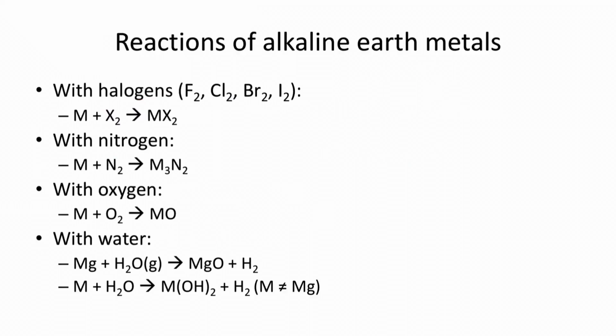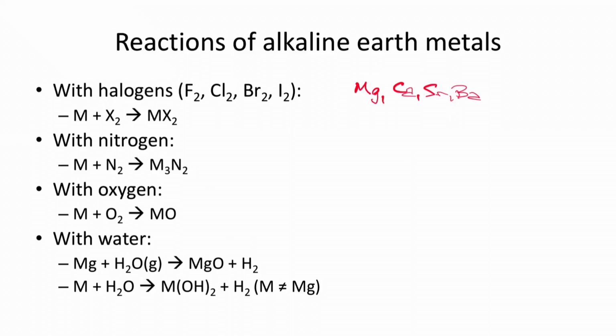Next thing that can happen is, let's look at the alkaline earth metals. So alkaline earth metals are the next level in the periodic table. These are things like magnesium or calcium, strontium, barium, things like that. A lot of these reactions are similar to the ones for alkali metals. They can react with halogens to give you halides.